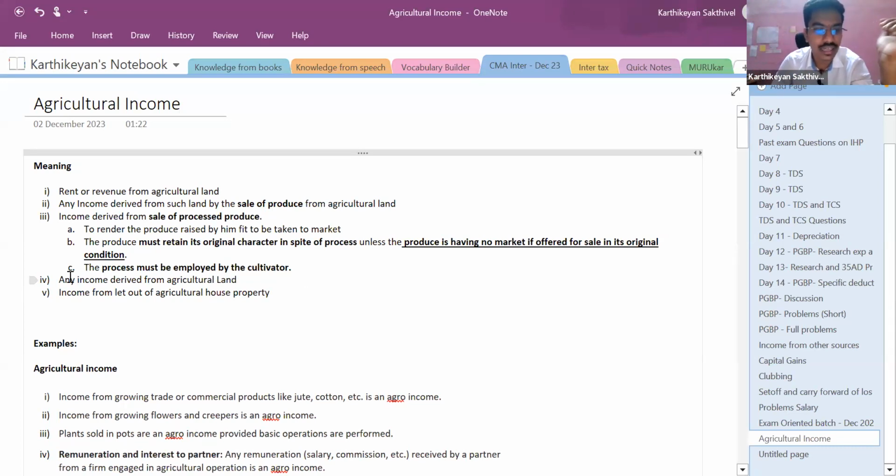Next, any income which is derived from an agricultural land. So there's nothing great to do with this. Next is income from let out of agricultural house property. What do you mean by agricultural house property? What is agricultural house property? Generally, we have heard of farm houses.